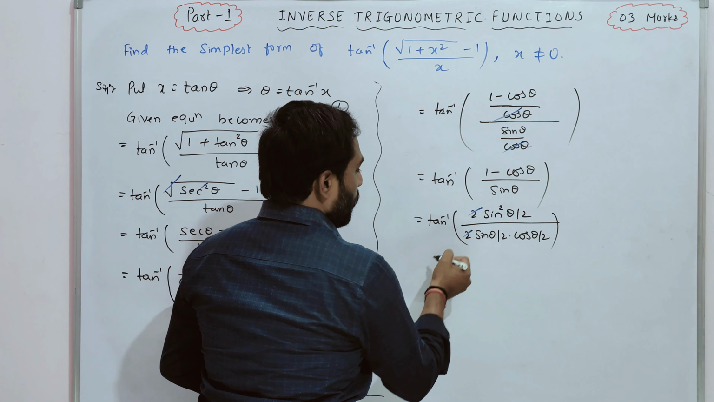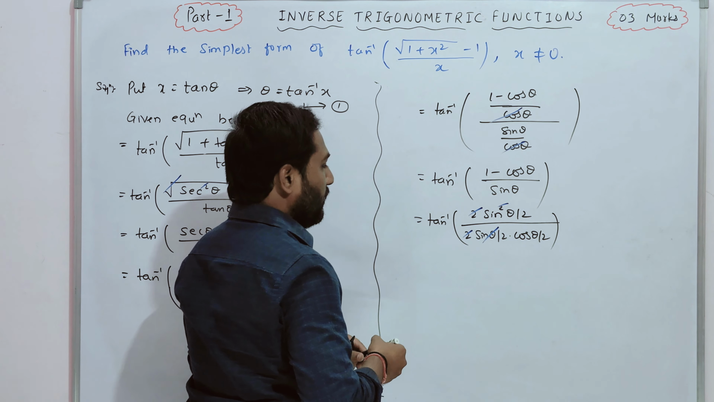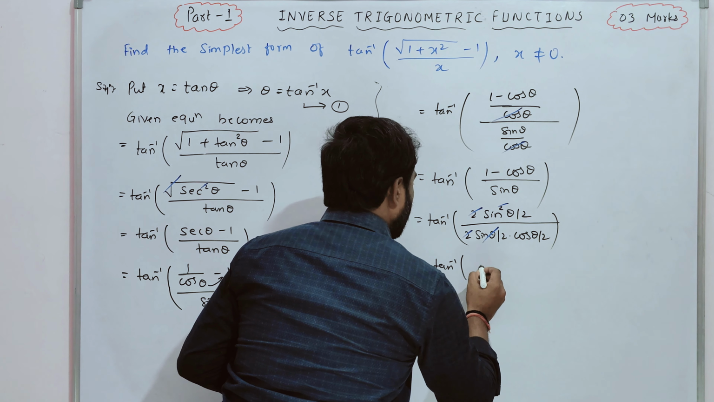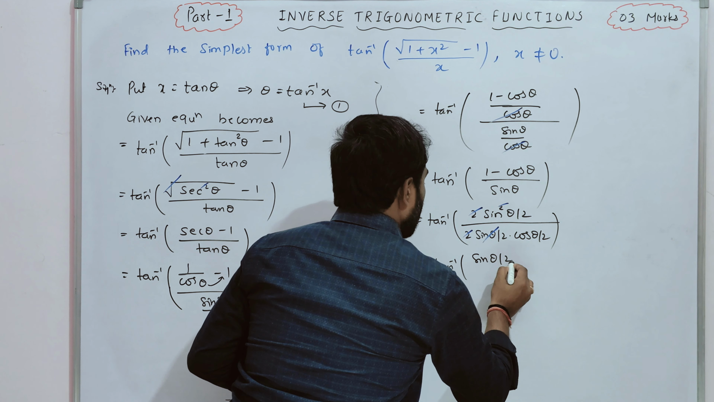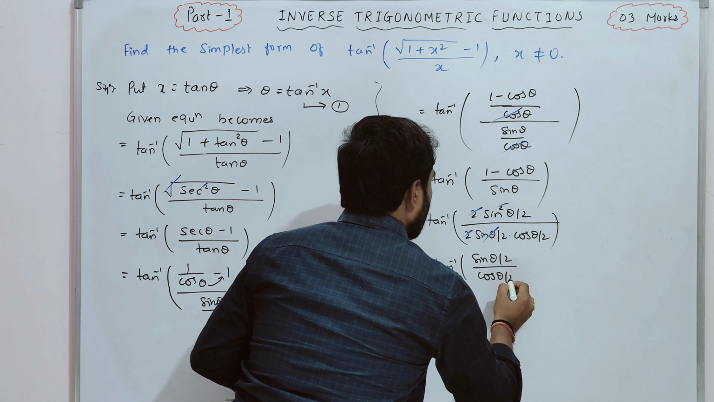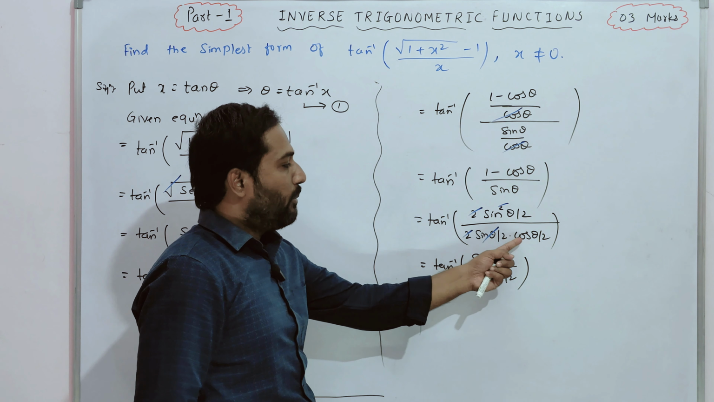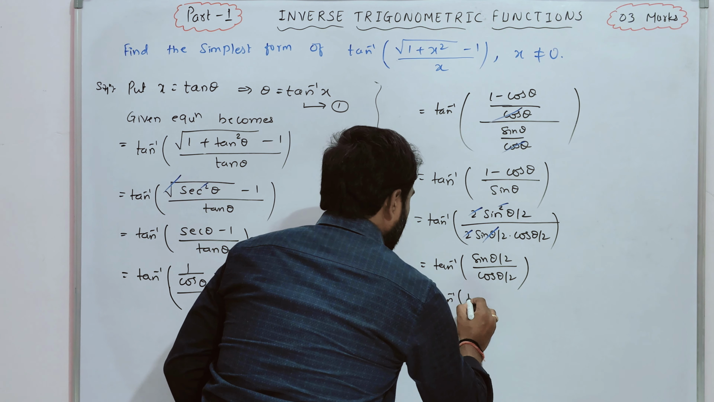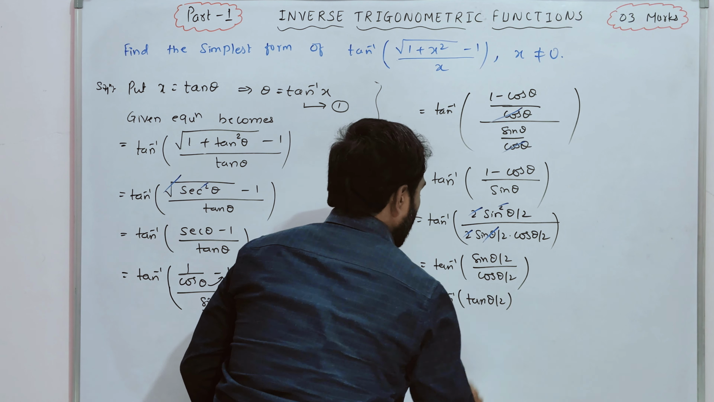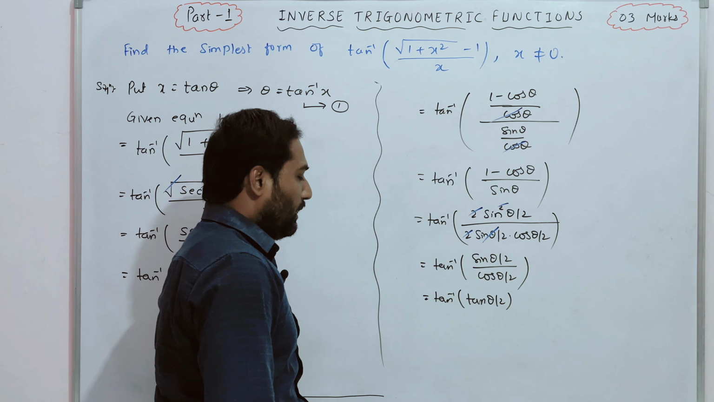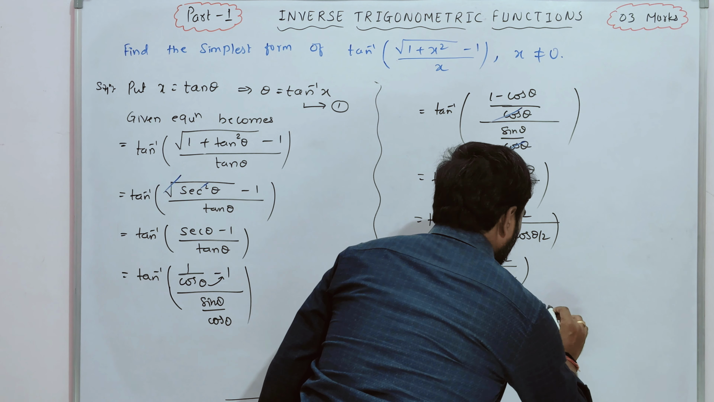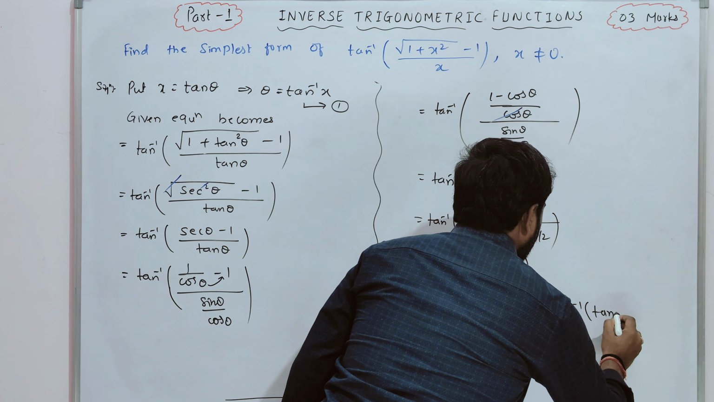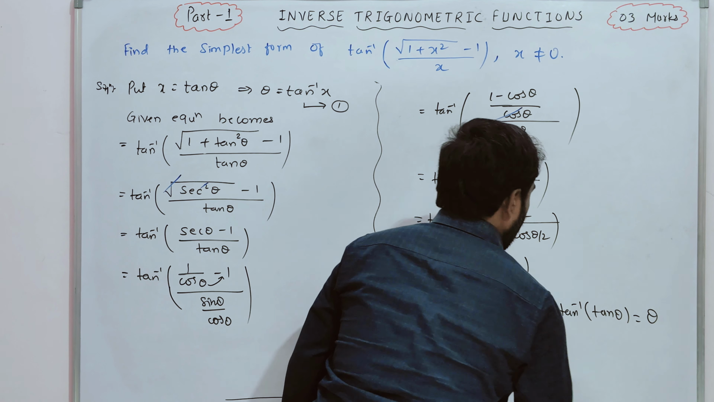Now cancel the 2 and 1 sine with 1 sine. The remaining terms here are tan inverse of sin theta by 2 divided by cos theta by 2. Sin in the numerator, cos in the denominator. Sin by cos becomes tan. Now we have a formula: tan inverse of tan theta can be written as theta.